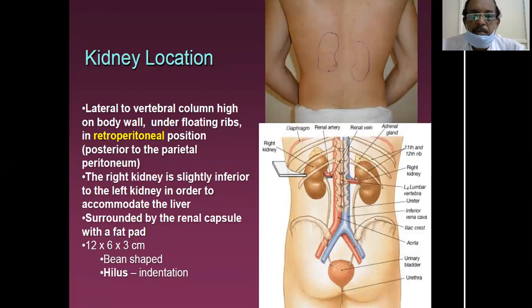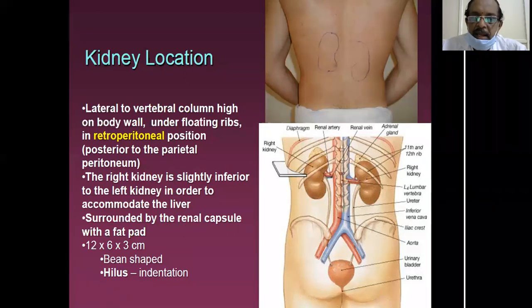And retroperitoneal position: the right kidney is slightly at a lower level than the left kidney, in order to accommodate the liver. The liver is there on the right side. So the left kidney is at a higher level than the right kidney. You have to remember this.